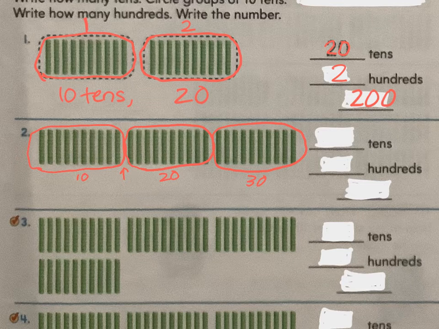So how many tens do we have? 30. And remember, this also shows 100, 200s, 300s. So our number written in standard form would be 300.